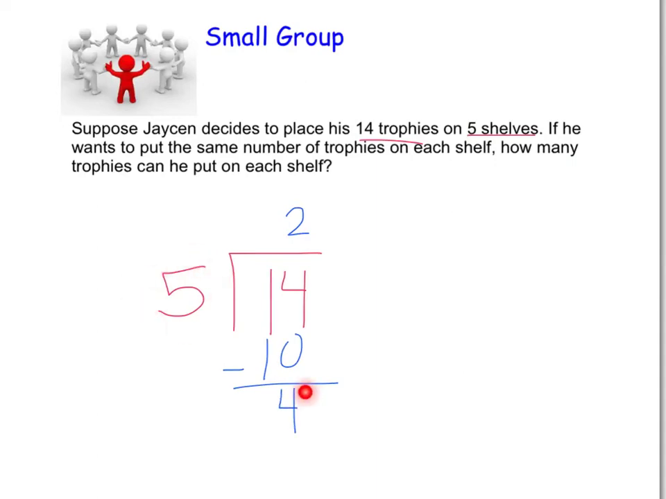5 cannot go into 4 because 5 is too big of a number, so you have 2 remainder, and your remainder is this right here, remainder of 4. So your answer is 2 remainder 4. So Jason can put 2 trophies on each shelf, and there are 4 left over.